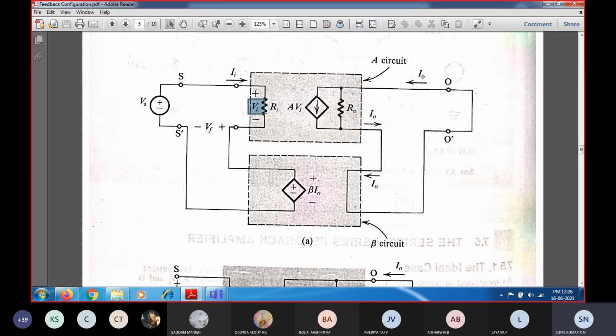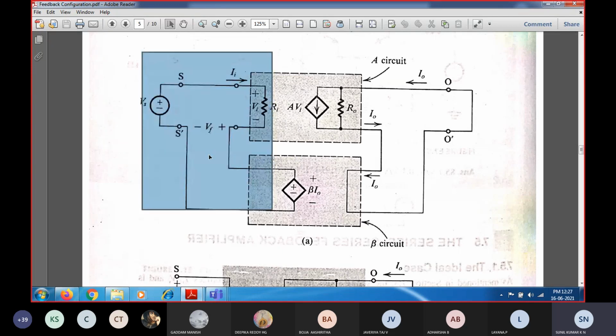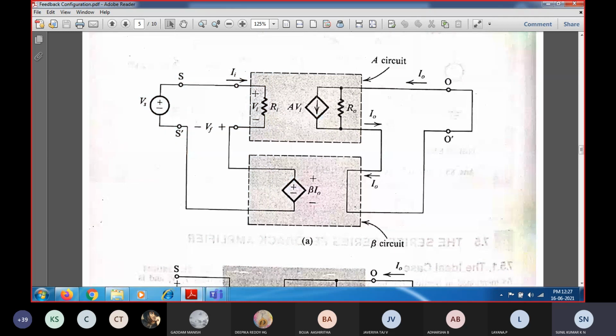So the voltage from the feedback signal will get subtracted from the source signal, and hence you will be getting Vi as the error voltage. For that we are going to have a current that is flowing across here. So that is Ii. So input side will remain the same as that of the series shunt configuration. So input side will remain the same, and you can say that the feedback network.